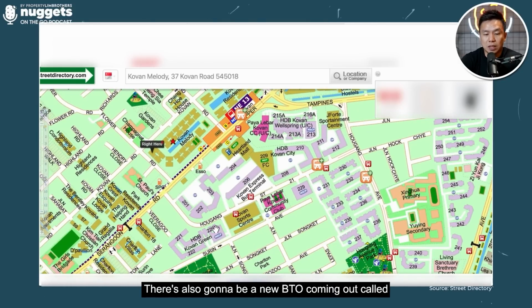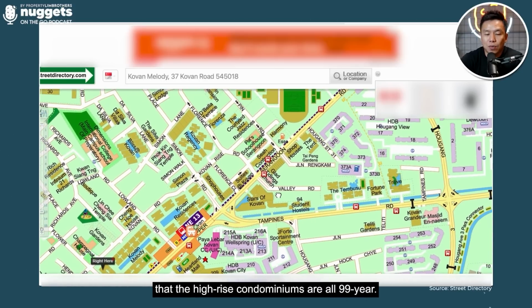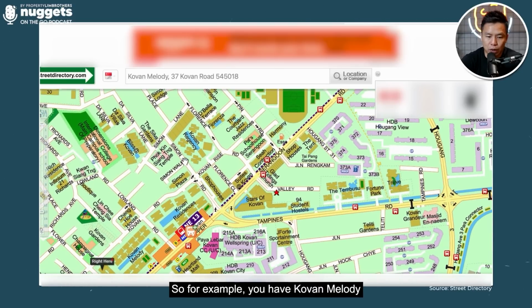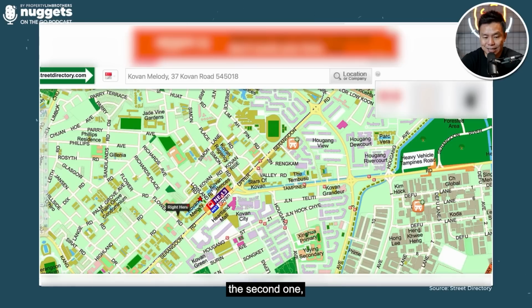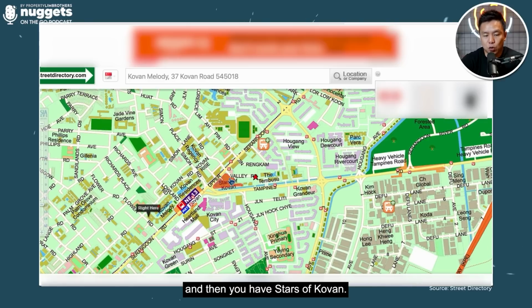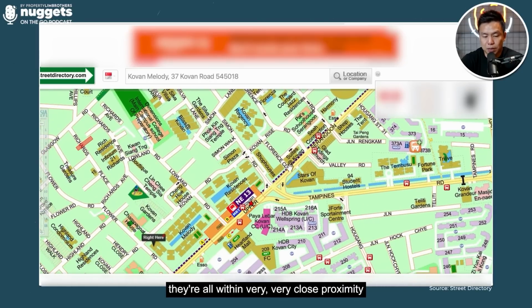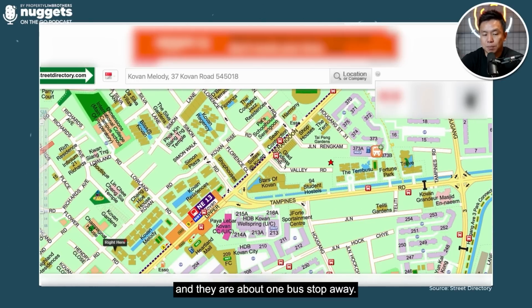There's also going to be a new BTO coming out called HDB Kovan Wellspring. But what is interesting is that the high-rise condominiums are all 99 years. So for example, you have Kovan Melody, which was the first one, followed by Kovan Residences, the second one, and then you have Kovan Regency, the third one, and then you have Stars of Kovan. Now, these 4 condos right here, they are all within very, very close proximity to Kovan MRT station, and we deem it as walking distance. Of course, over the years, you will see this entire road along Tampines Road, and you have the Tembusu, you have Tri-Lift. These are all freehold properties, and they are about 1 bus stop away.